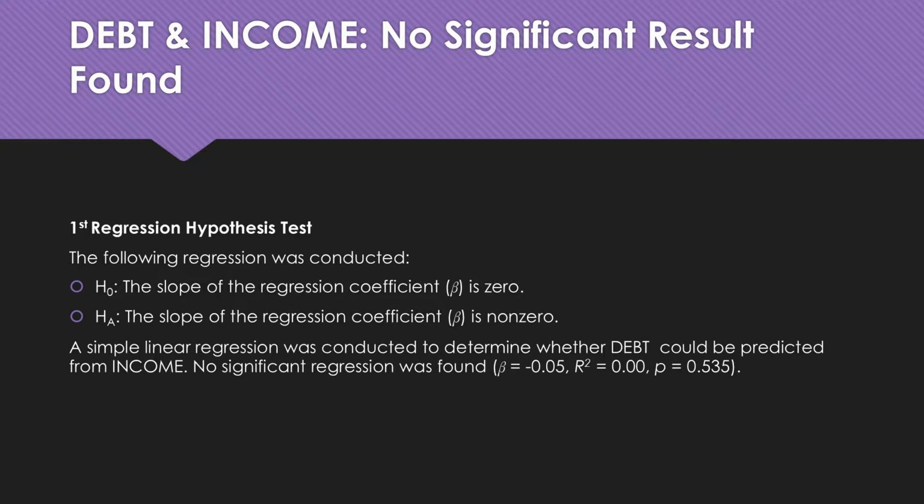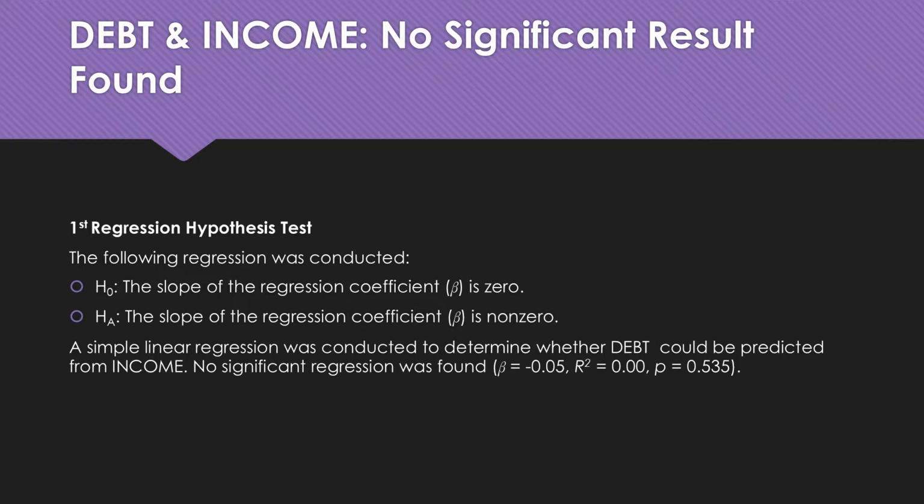As we look at our first regression hypothesis, the null hypothesis states that the slope of the regression coefficient beta is 0. And the alternate hypothesis states that the slope of the regression coefficient is non-zero. As we did the testing, a simple linear regression was conducted to determine whether debt could be predicted from income.